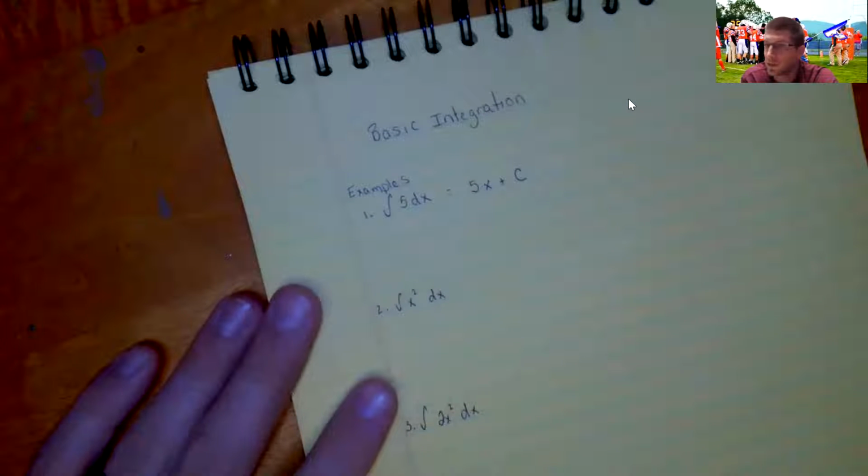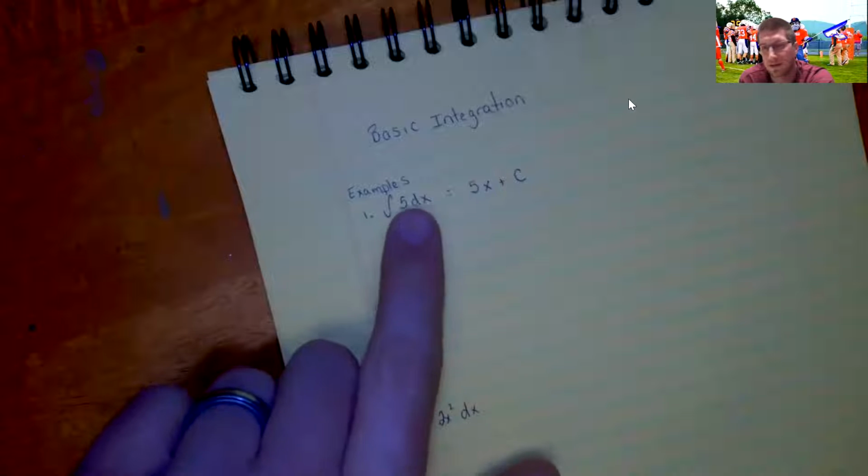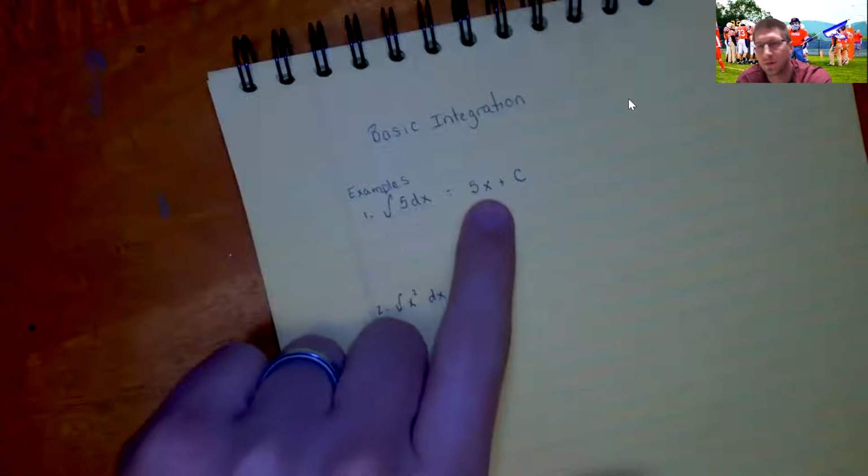Right, and you can always check your work by taking the derivative. If I take the derivative of 5x, the derivative of 5x is just 5. Right, so the integral or antiderivative of any function that's a constant, you just add an x on and put your constant of integration, plus c.